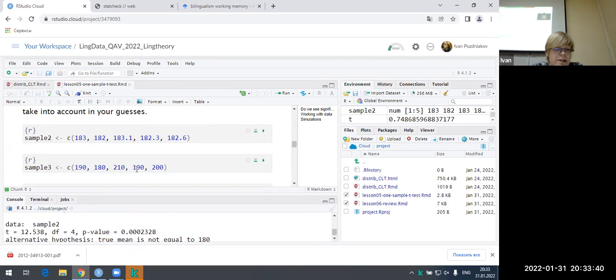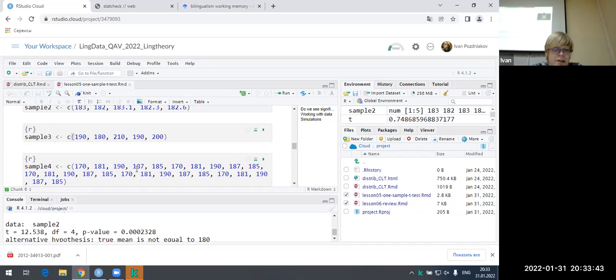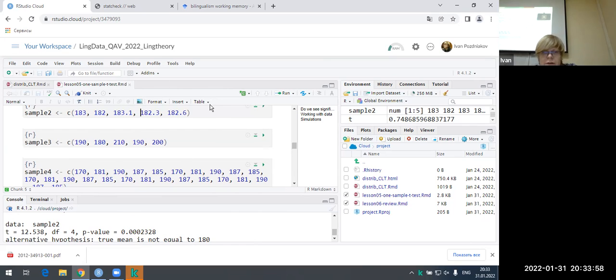Okay, let's calculate a t-test on this sample. Oh yeah, we have a very small p-value, right? So what is the p-value again here? It's the probability to get these values from random sampling from a population with mean 180, or even a more extreme test statistic, if the null hypothesis is true. It's so small that we can reject the null hypothesis and accept the alternative hypothesis.